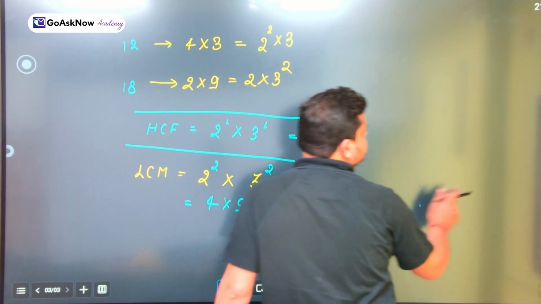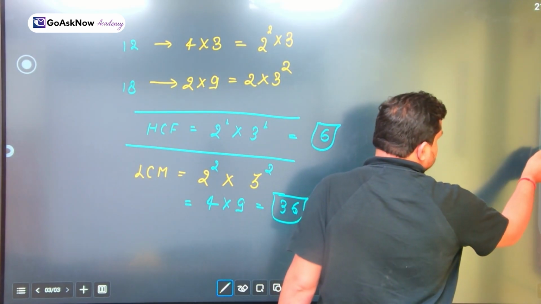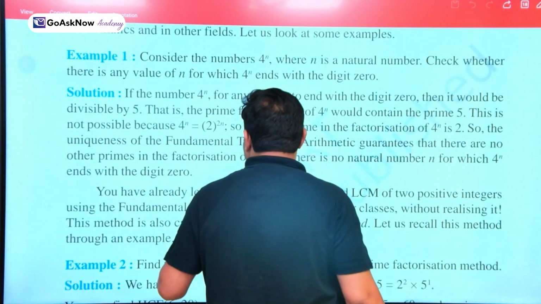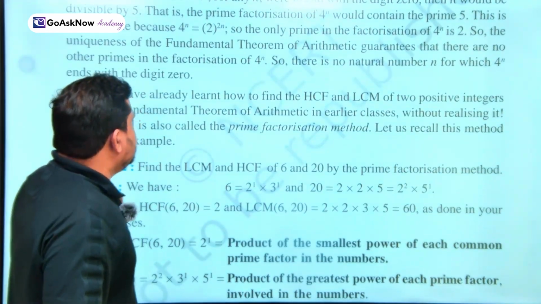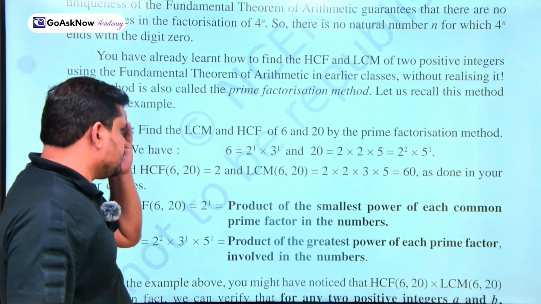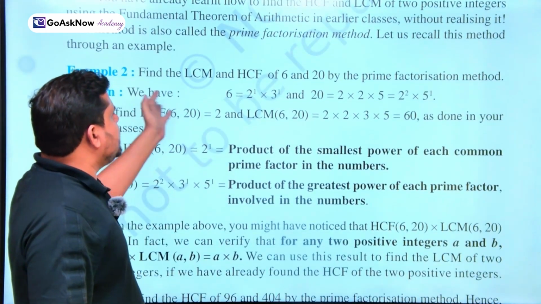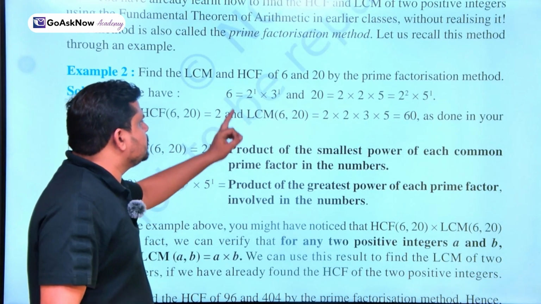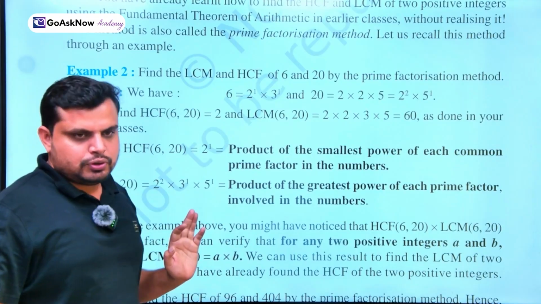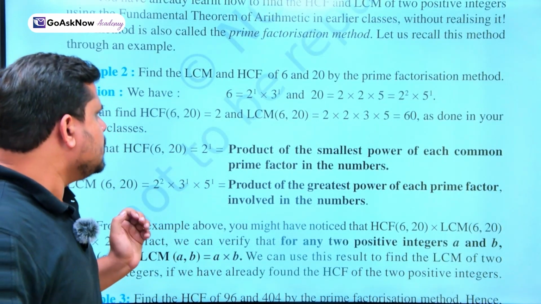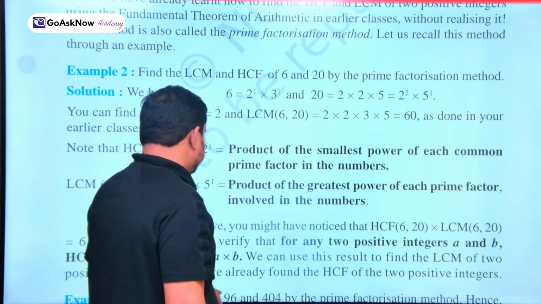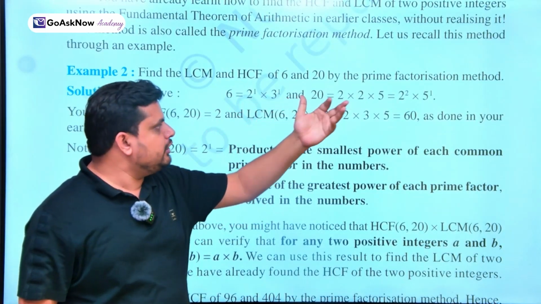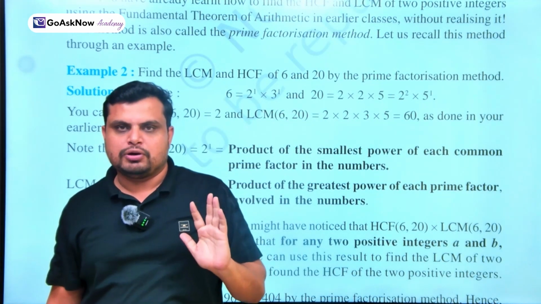Now let us go to our book and check what is mentioned there. Similarly, here you have already learned these things. Here they have taken two numbers, 6 and 20. For 6, the prime factorization is 2 into 3. And for 20, you can write it as 4 into 5, and then 2 square into 5 to the power 1.